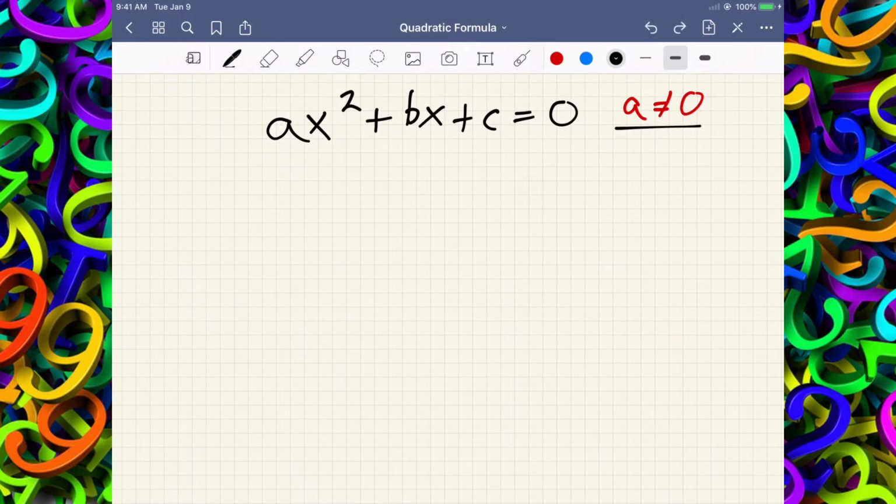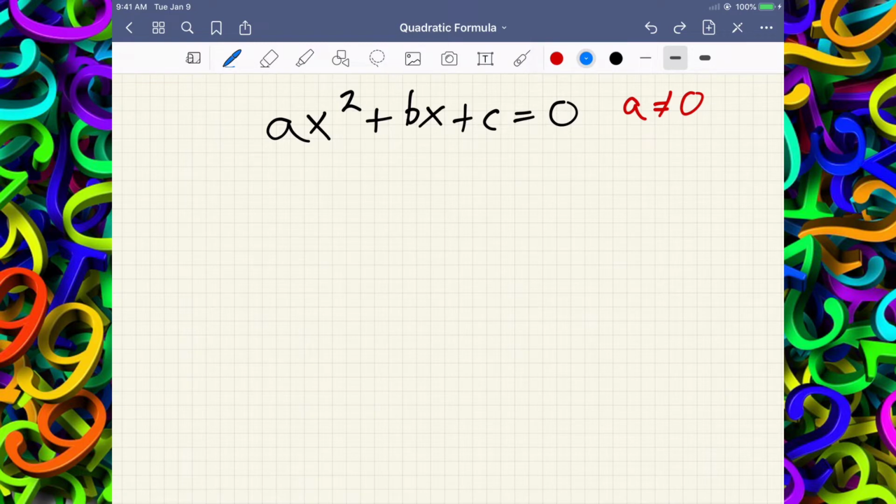And this is because if it was, we'd get 0x squared, and that would be 0, because 0 times anything is 0. And we'd just end up with b times x plus c equals 0. And that is a linear equation. And so solving that wouldn't give us the solution to a quadratic equation. So we just have to make sure we say a is not equal to 0 before we get started. So we have our equation already set up.